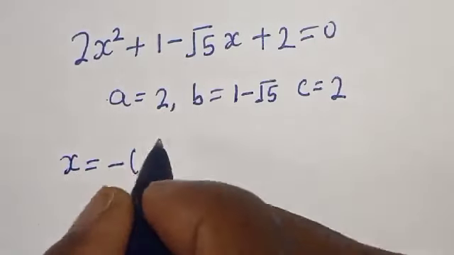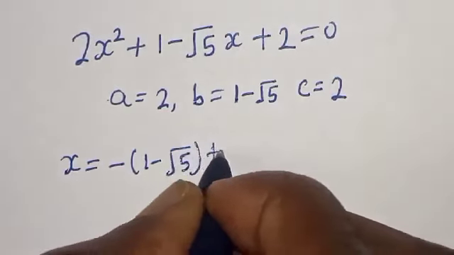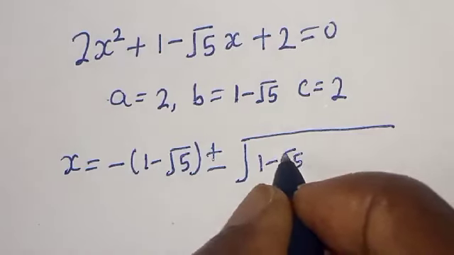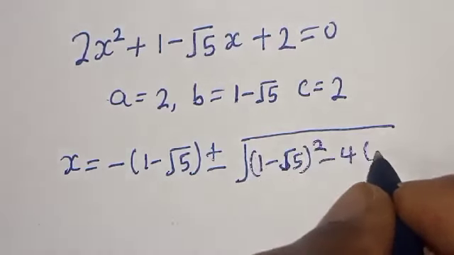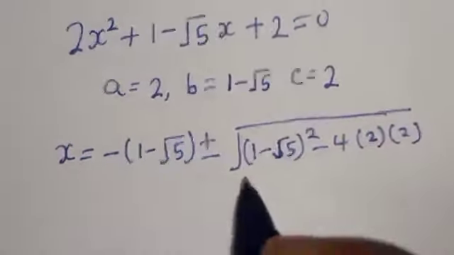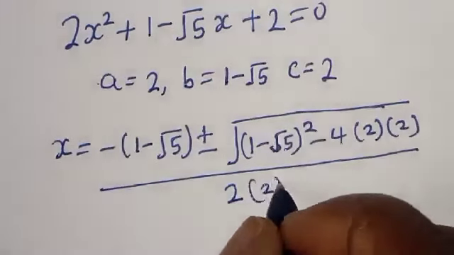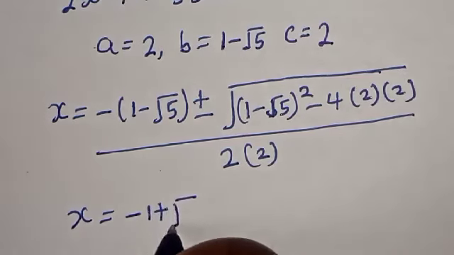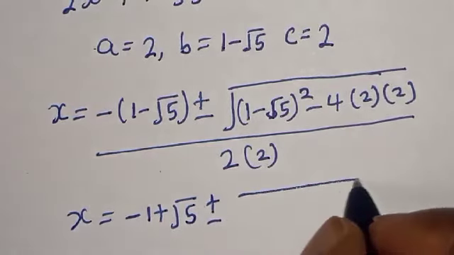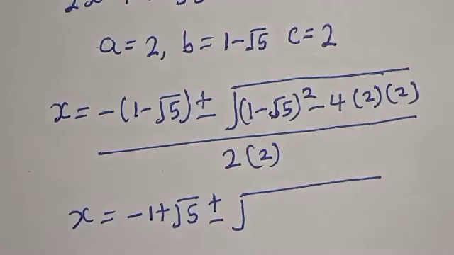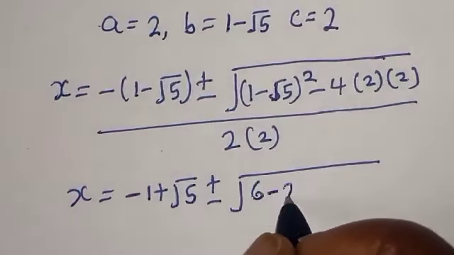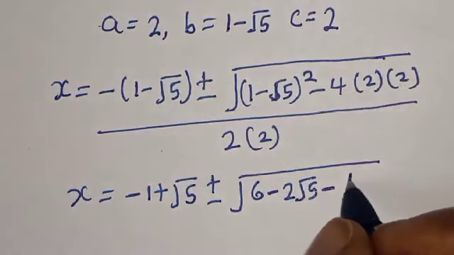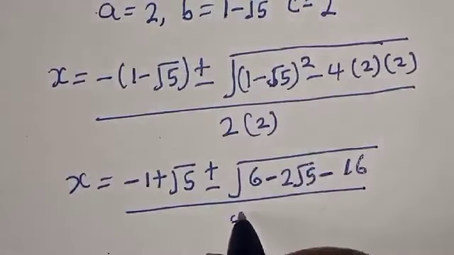x is equal to minus 1 minus root 5 plus or minus square root of b squared, that is 1 minus root 5 squared, minus 4 multiplied by a is 2 multiplied by c is 2, over 2 multiplied by 2. Then x is equal to minus 1 plus root 5 plus or minus square root of 1 minus root 5 squared is 6 minus 2 root 5, minus 4 times 2 times 2, that is 16, over 2 times 2, 4.